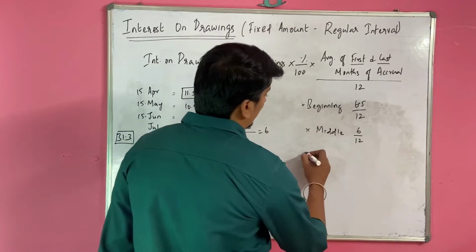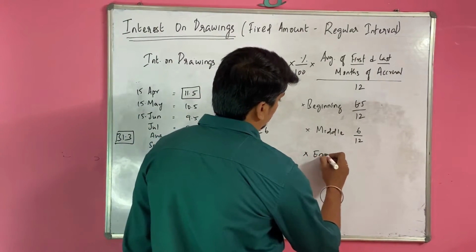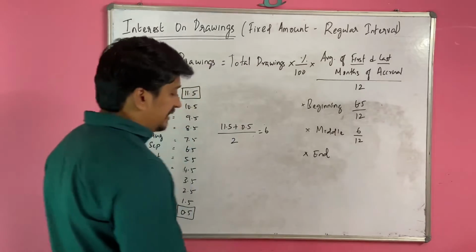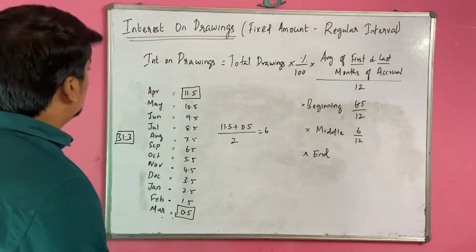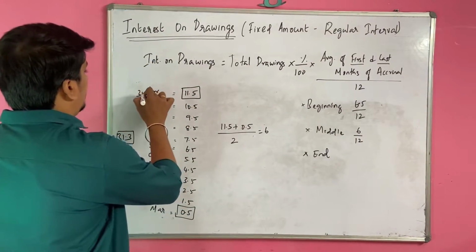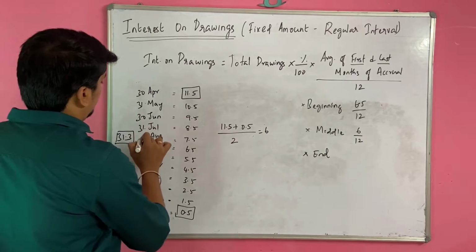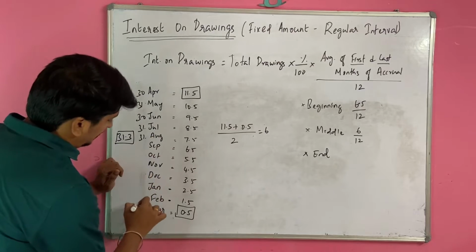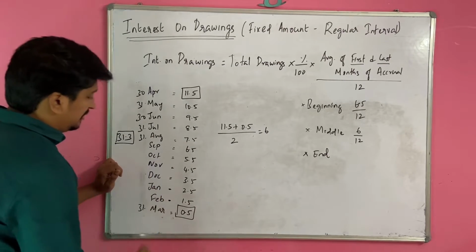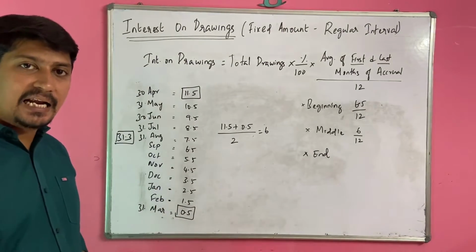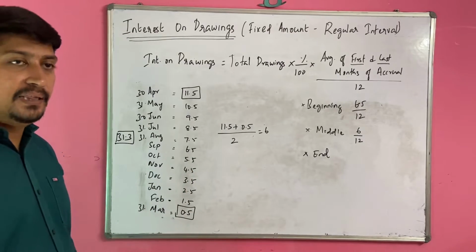Then let's calculate for end. If a partner draws at the end of every month, which means 30th April, 31st May, 30th June, 31st July, 31st August, like that it goes, and the 31st of March. So he takes exactly at the end of every month.